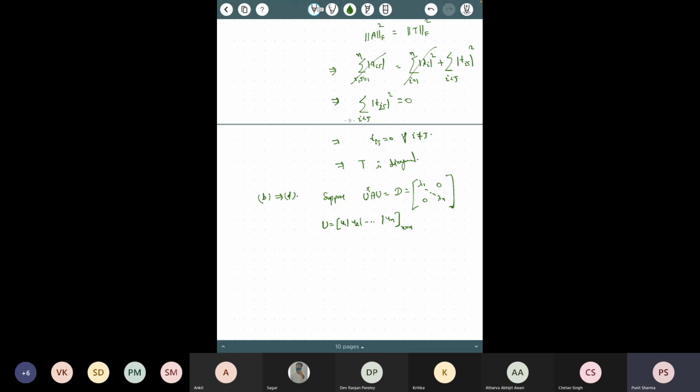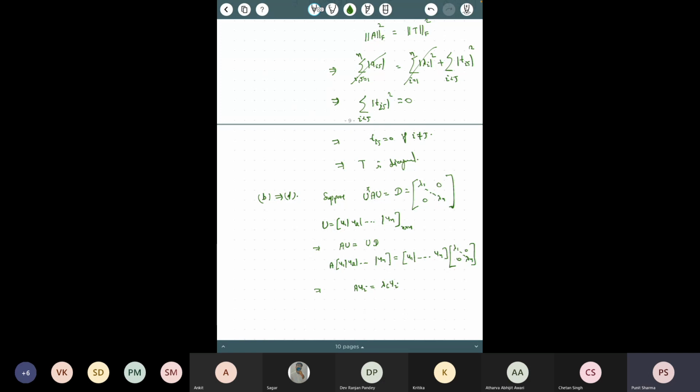So these are orthonormal columns, orthonormal vectors. And since U star AU is equal to D, that means what? That means AU is equal to UD. If you compare the left-hand side and right-hand side, the left-hand side would be AU1, AU2, and so on to AUn, and the right-hand side would be U1, U2, and so on to Un times D, where D is lambda 1 to lambda n. You just multiply. If you compare each column on both sides, you will get AUi equal to lambda i Ui.